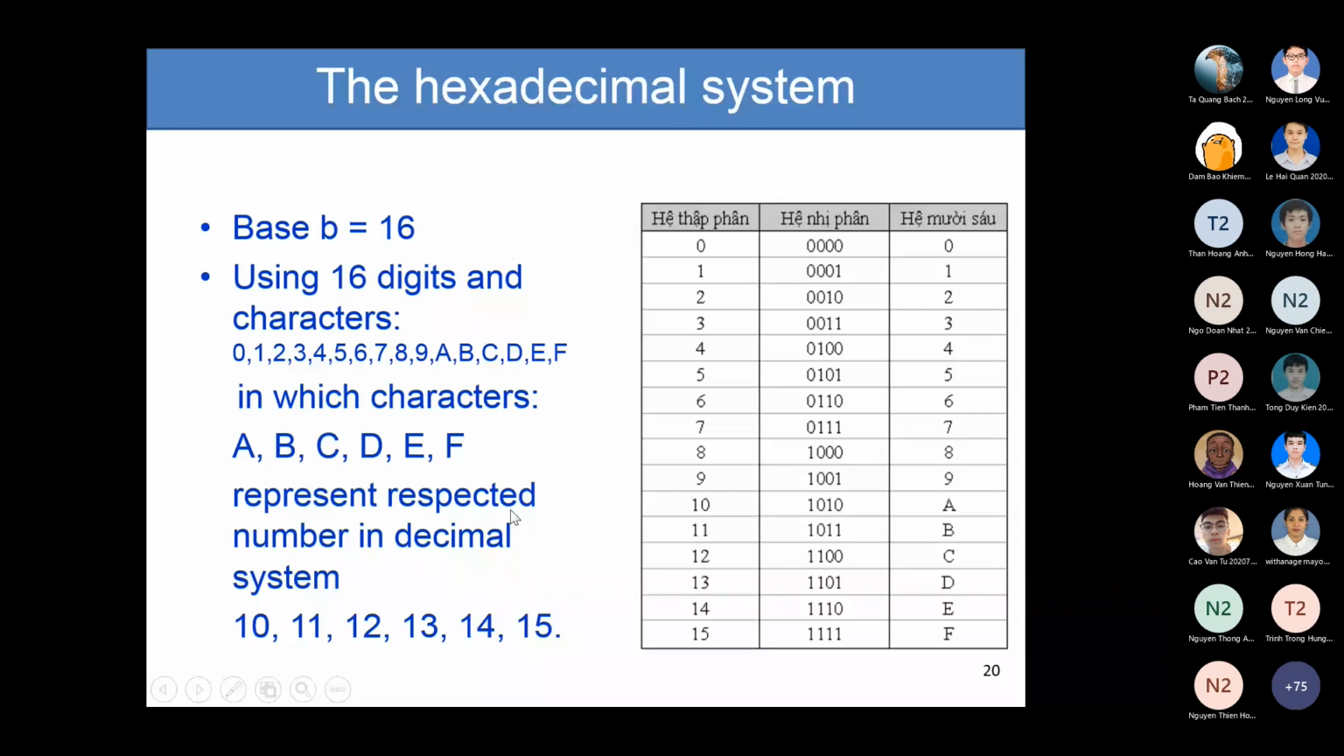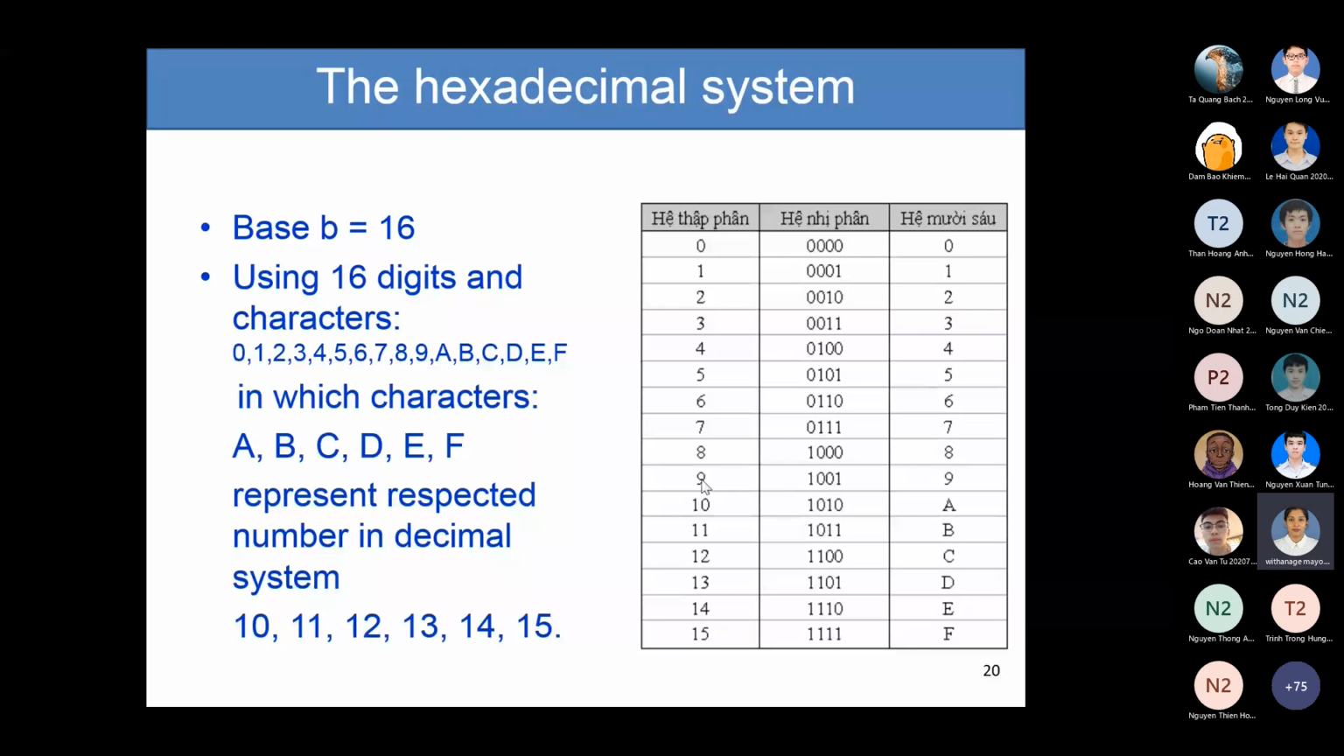This table shows the respective values of different numbers in the binary, decimal, and hexadecimal systems. Okay, so the first column is the number in the decimal system, the second column is the number respectively in the binary system, and the last column is the number in the hexadecimal system.